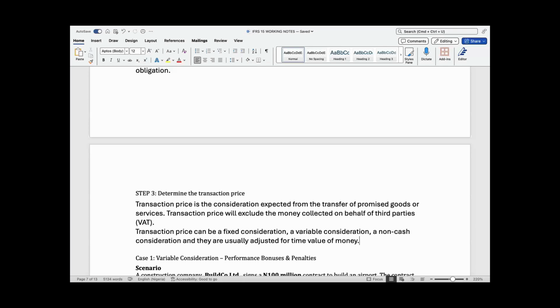You cannot sell goods to somebody and tell the person to pay in 1 year's time or in 2 years' time, and you recognize the nominal amount anymore. You have to recognize the present value of that amount. It has to be the present value you will now recognize, not the nominal, because it's much later in the future before the person would pay.